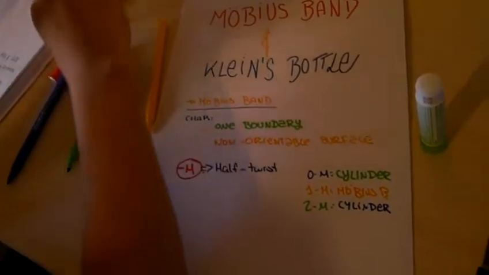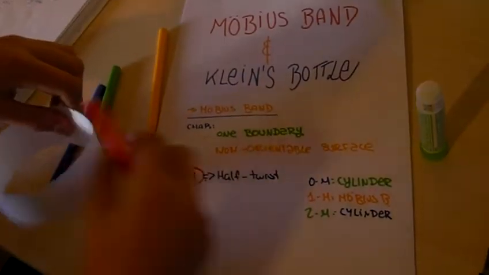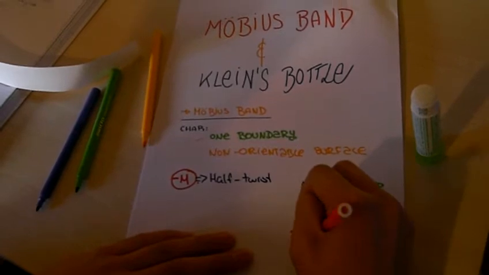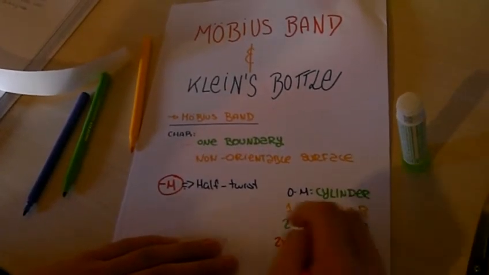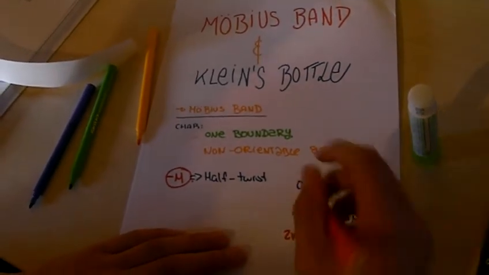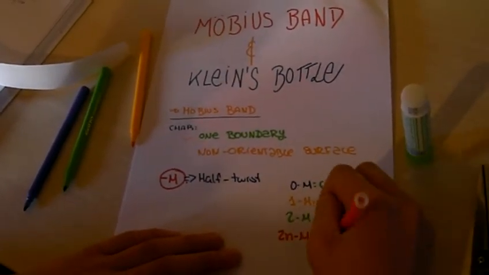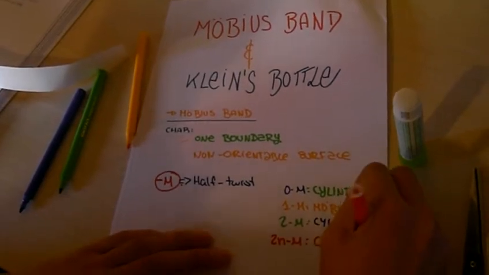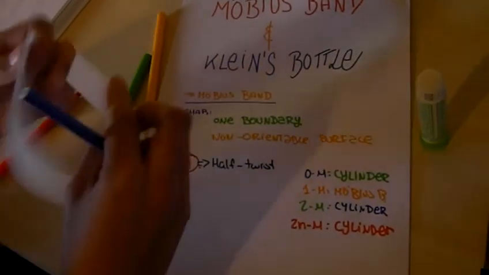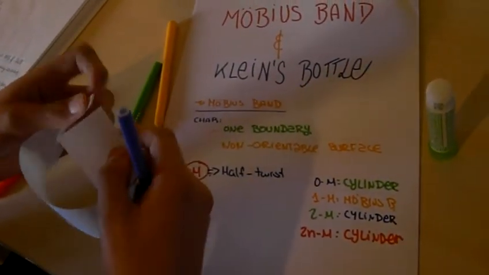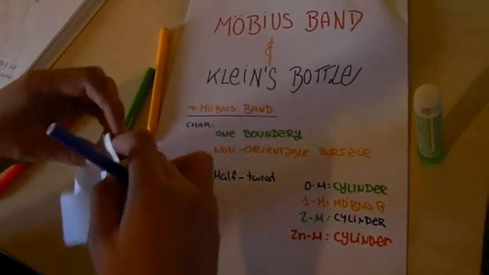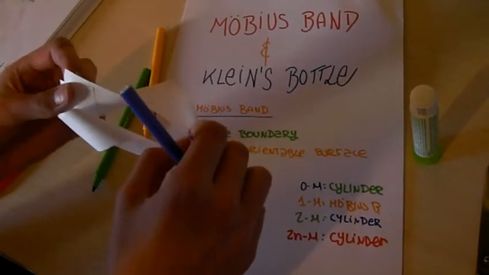And we can generalize that, saying that if we have an even number of half twists, even, 2n M, this is a numerical representation of an even number, we always have a cylinder. And if we make an odd number of half twists, let's say 1, 2, 3, 4, 5, what we will have is a Möbius band.